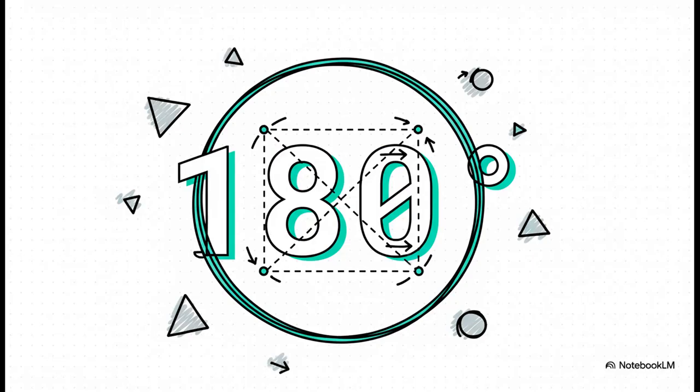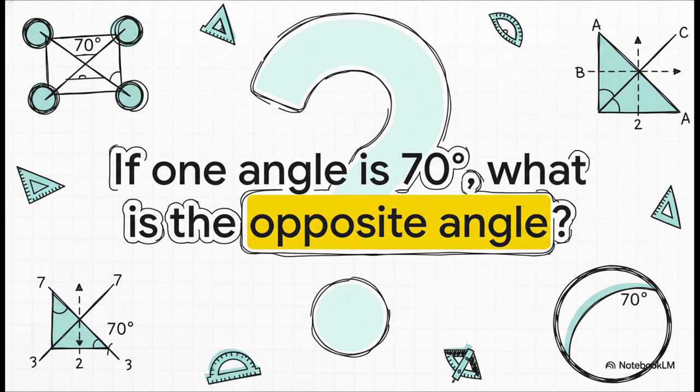So what's the secret rule for this shape? Well, the magic number is 180. In any cyclic quadrilateral, the opposite angles are always supplementary. That's just a fancy way of saying they always add up to exactly 180 degrees. Let's do a quick check. If this angle here is 70 degrees, what does its opposite angle have to be? Well, it's got to be 180 minus 70, which is 110 degrees.